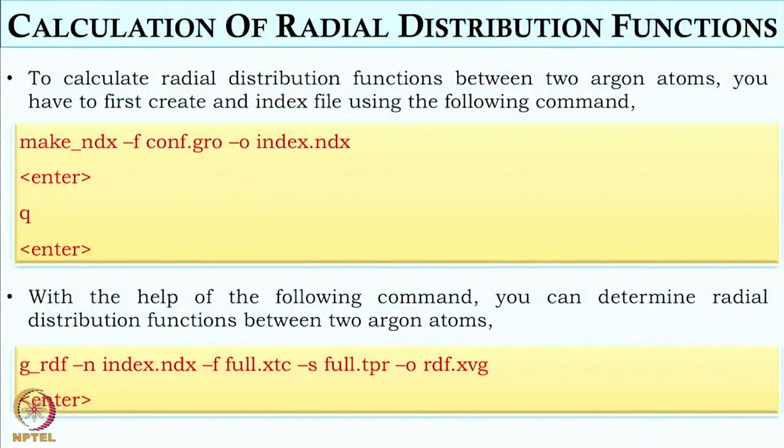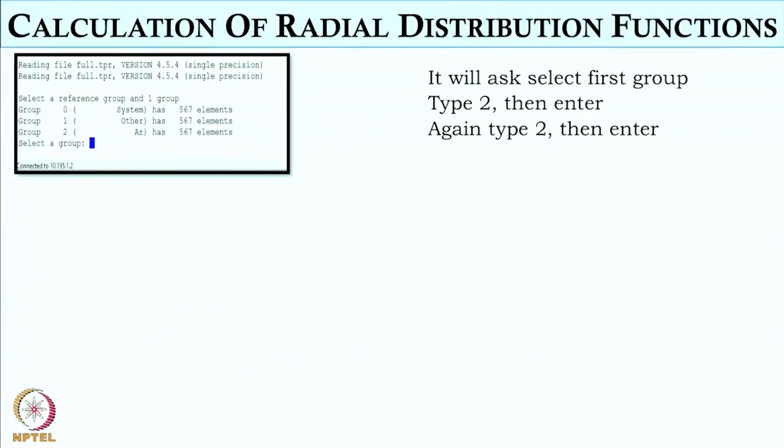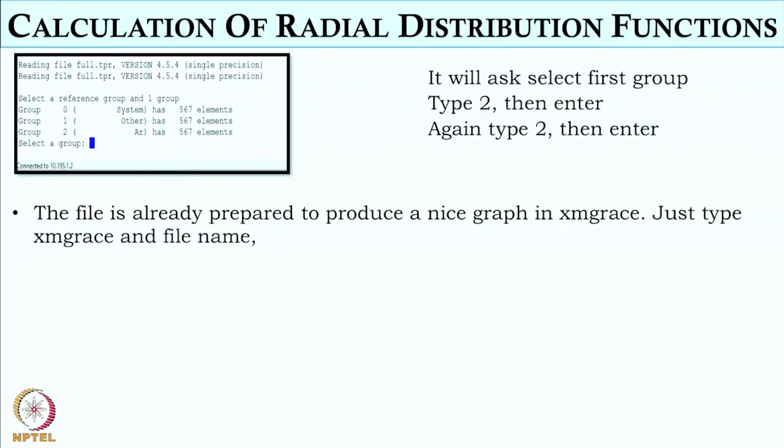So after we type this command, it will ask us to select a group. First we have to type 2 and then enter. It will show something like this, select a group. So you type 2 and then enter, and then again you type 2 because it is a radial distribution function between two atoms. So you have to select two groups, and then the file is created as rdf.xvg.